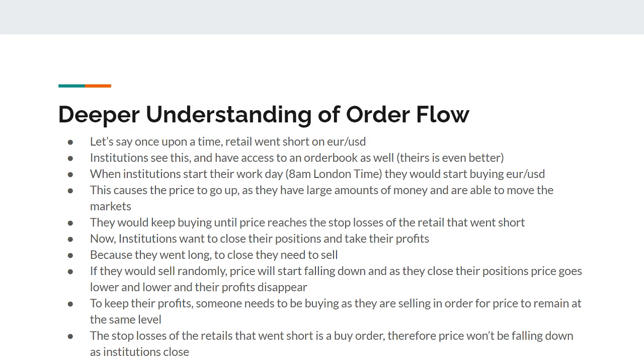The stop losses of retail traders that went short that day are buy orders, because remember, in order to close a sell position, you need to be buying. Therefore, price won't be falling as institutions close their positions because of the stop losses of the retail traders.